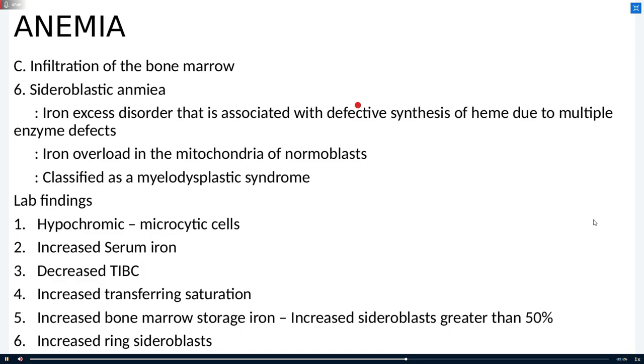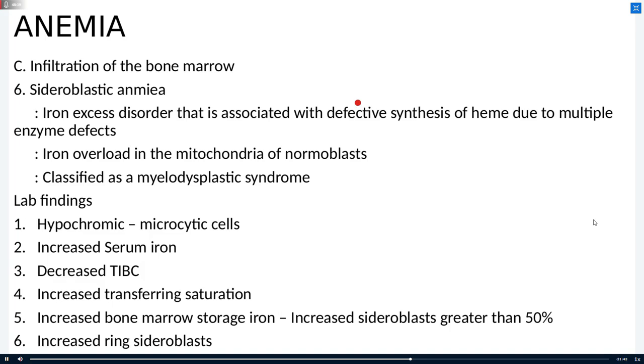Another one that would also be affected by the infiltration of the bone marrow is your sideroblastic anemia. So in this case class, excess iron, wherein there is defective synthesis of heme due to multiple enzyme defects. There is iron overload in the mitochondria of your normoblasts, classified as a myelodysplastic syndrome. So lab findings are hypochromic microcytic cells, increased serum iron, decreased TIBC, increased transferrin saturation, increased bone marrow storage iron, leading to increased sideroblasts greater than 50%.